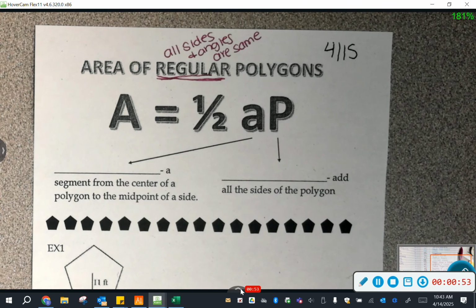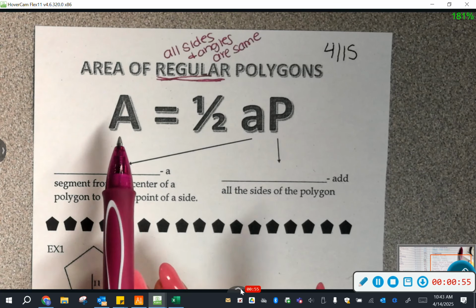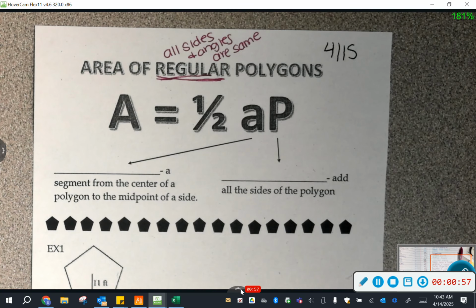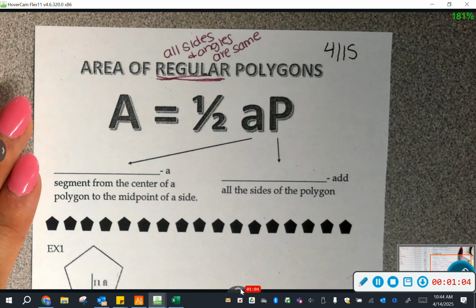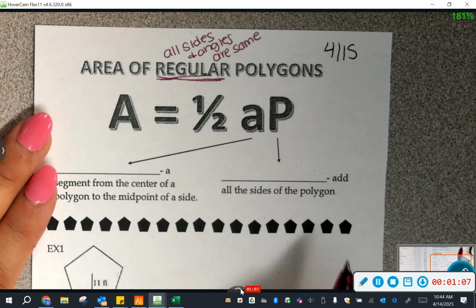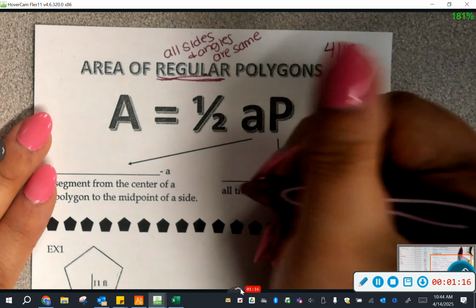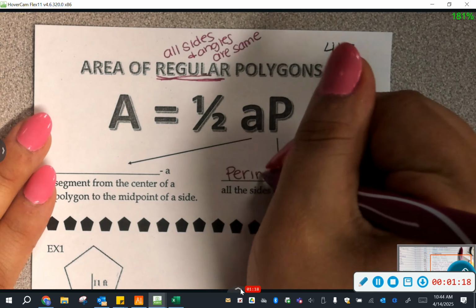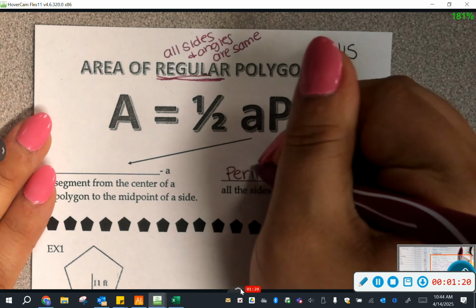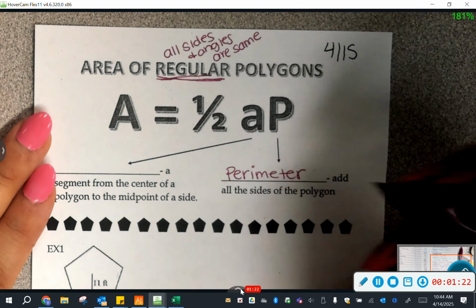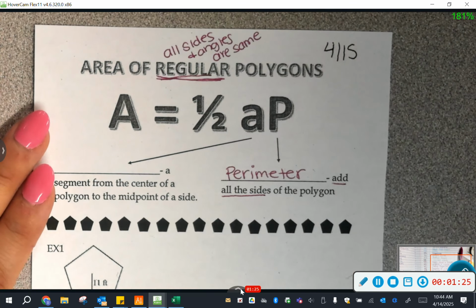The formula is A, what does A stand for? Area, equals 1/2 little a P. Now, what does P stand for? Anybody want to guess? What does P stand for? Read the definition. Perimeter. I didn't hear it. Perimeter, add all the sides. Literally. Perimeter, add all the sides.